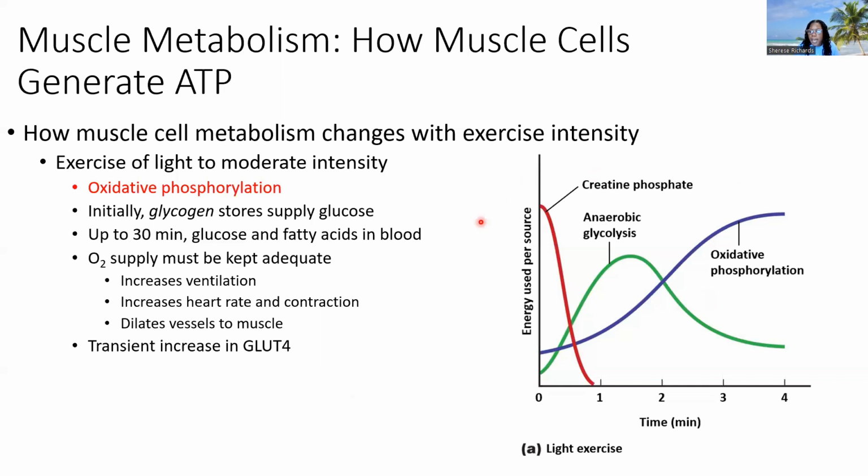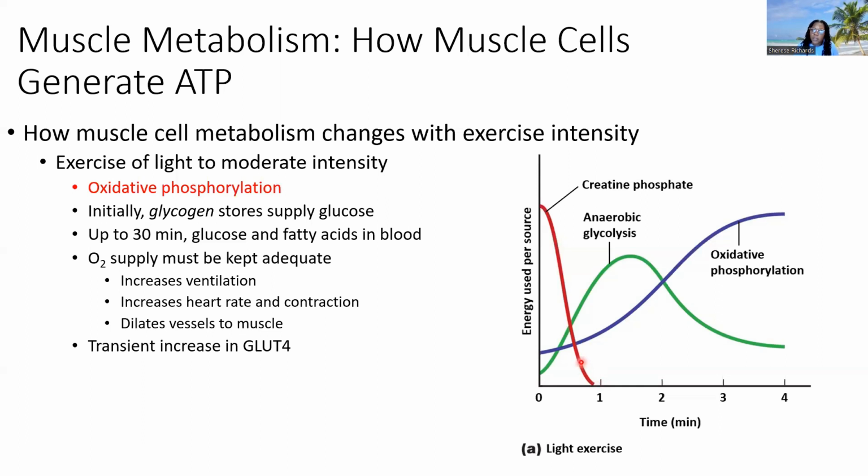So in terms of looking at the graph, we've got our energy used per source, we've got time, and notice that we start with the creatine phosphate system. So in the first couple minutes of light intensity exercise, we're going to tap into whatever we have on tap, whatever we have standing by by way of the creatine phosphate system, and that's just going to get the contractions started spontaneously.